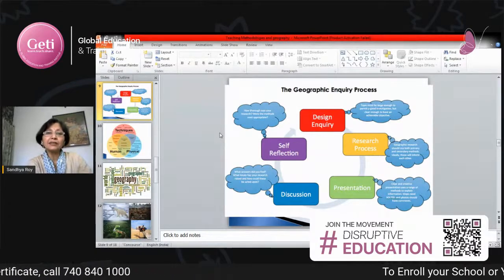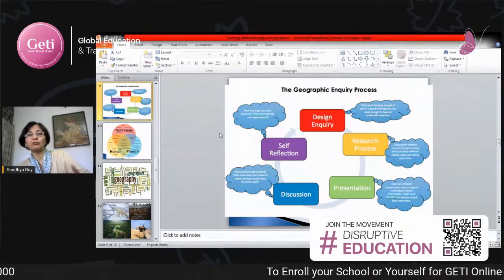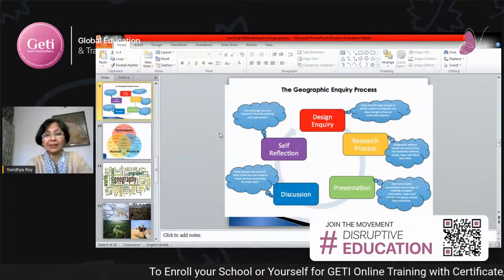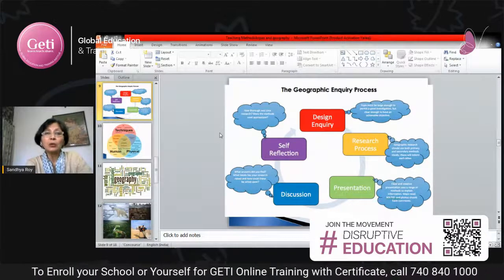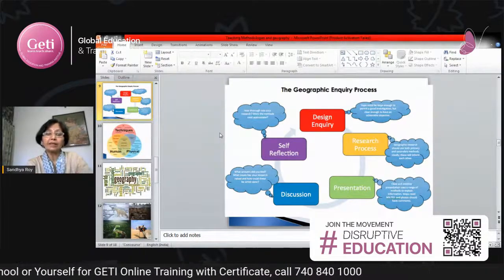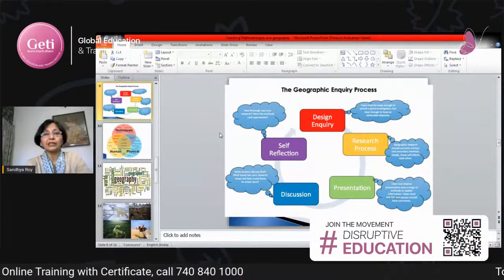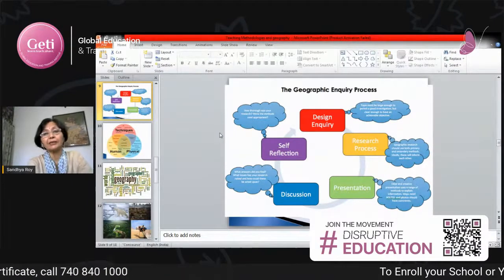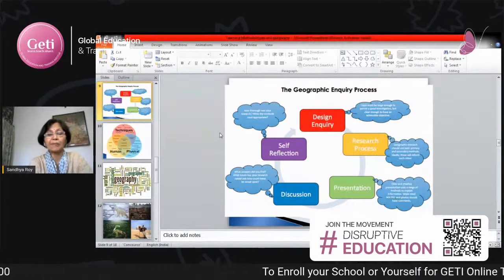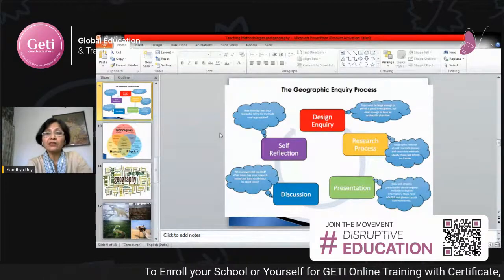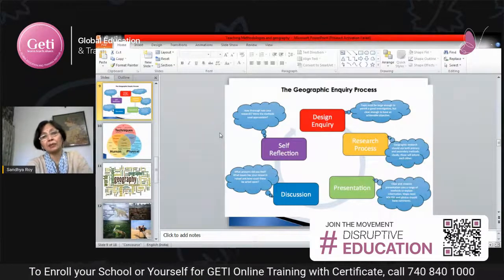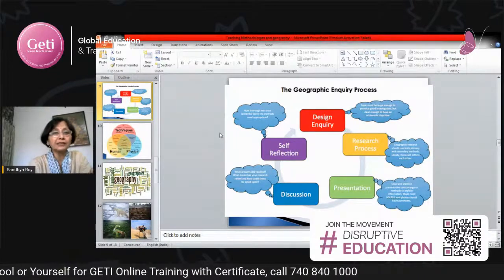After that comes the discussion. Once this group of five students has given the presentation, the whole class is involved. That means a class of 30 or 35 is involved in the discussion. They may have their own sets of questions: what type of presentation they had, and what things they could discover in it.